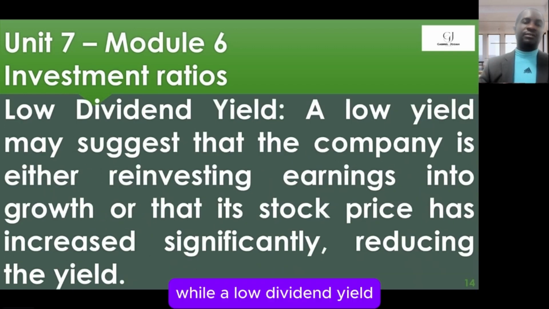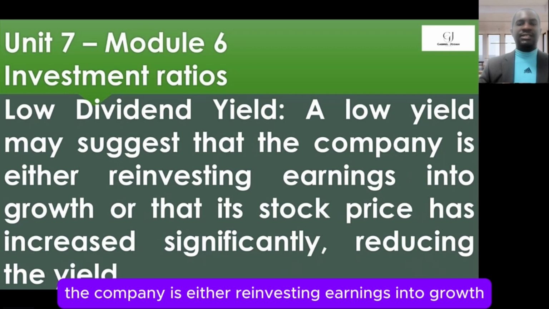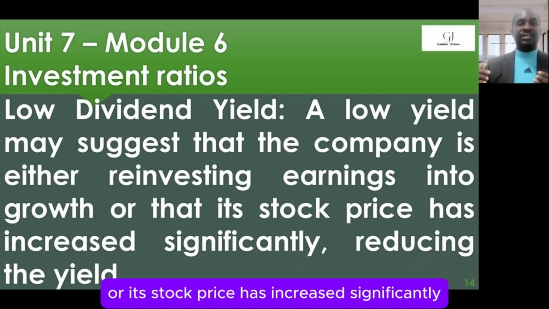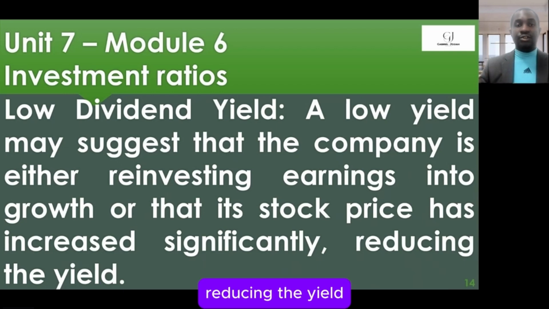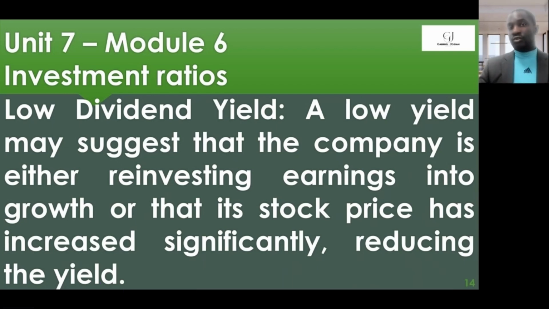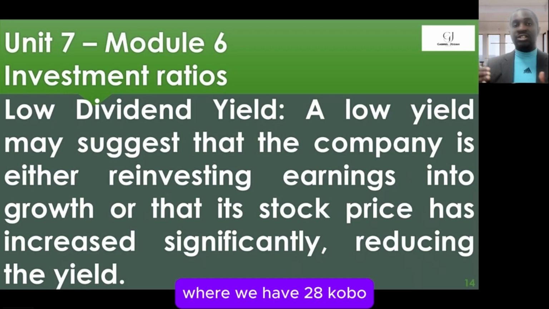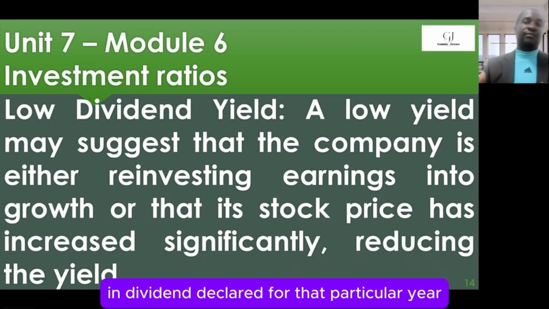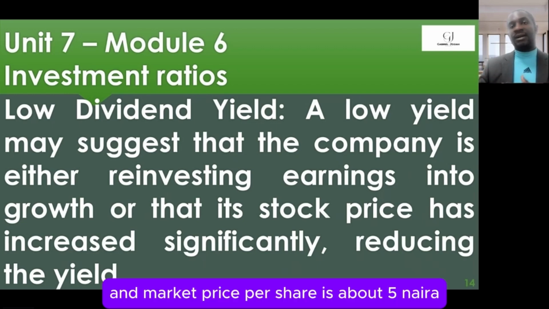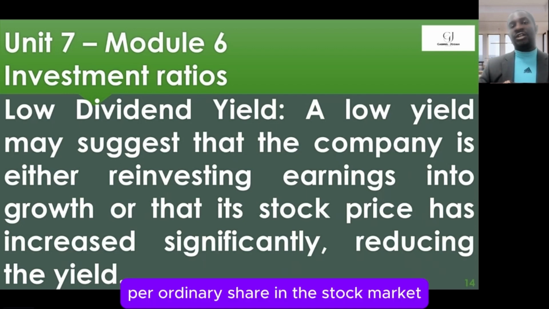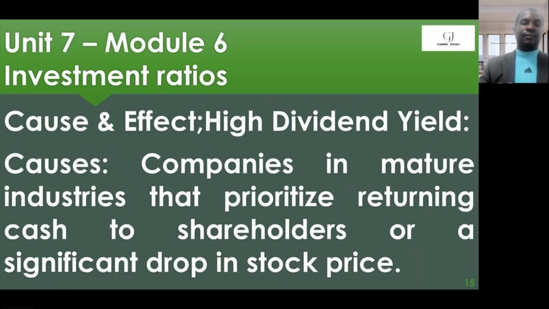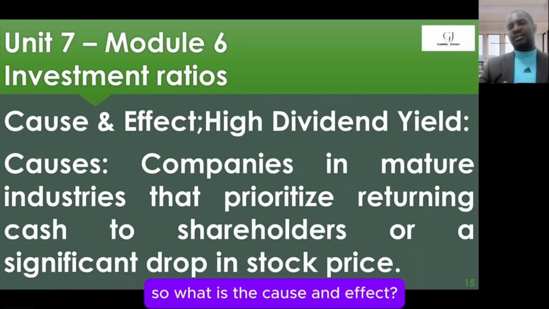While a low dividend yield, like we see, may suggest the company is either reinvesting earnings into growth or its stock price has increased significantly, reducing the yield, which to some extent is this case where we have 28 kobo in dividend declared for that particular year, and market price per share is about 5 naira per ordinary share in the stock market. So what is the cause and effect?